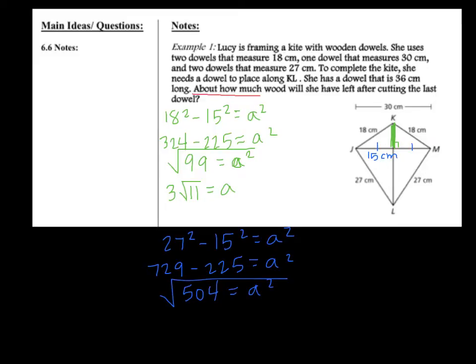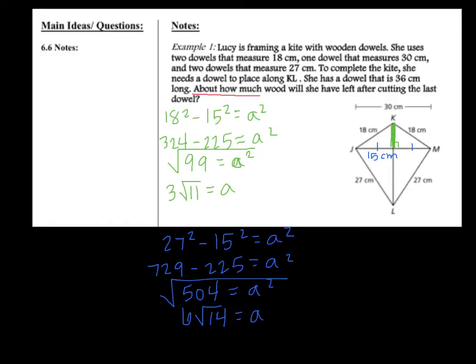Now 504 is a little trickier, but I told you guys that if the sum of the digits is divisible by 9, the number is divisible by 9, and 5 and 4 is 9. So if I divide that by 9, I see that 504 divided by 9 is 56, and then 56 has a 4 inside of it. So I know that can be broken down into 36 and 14. So this is 6 square roots of 14.